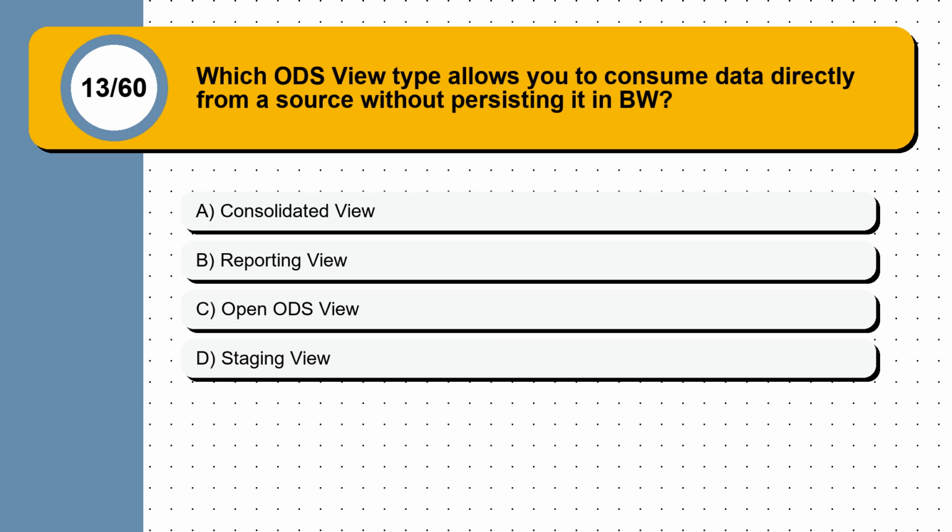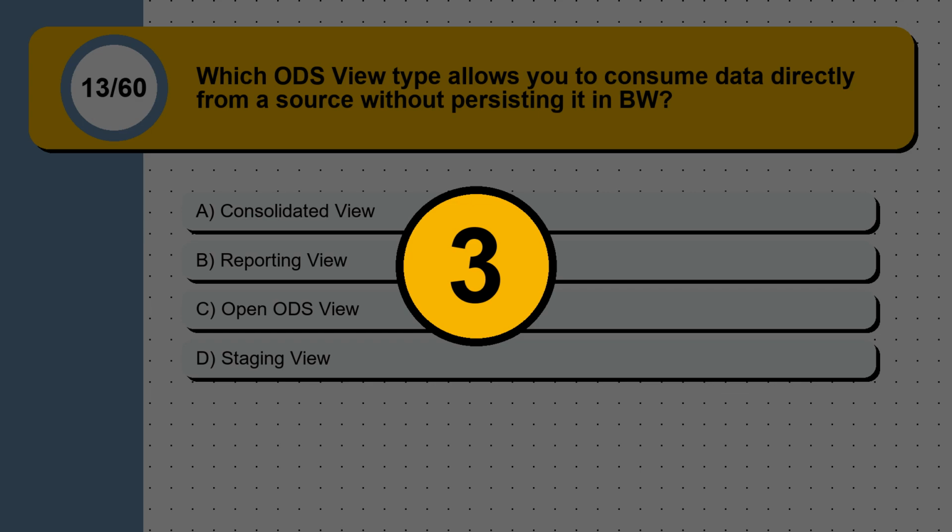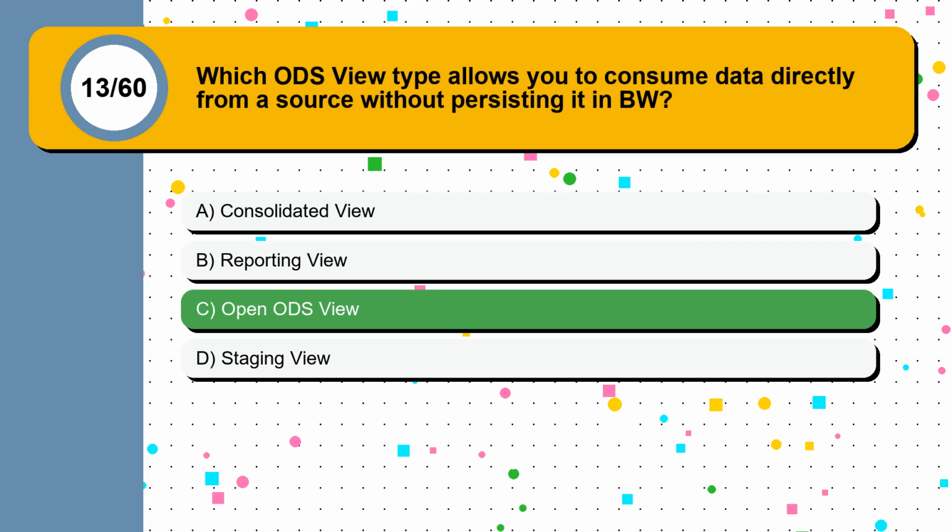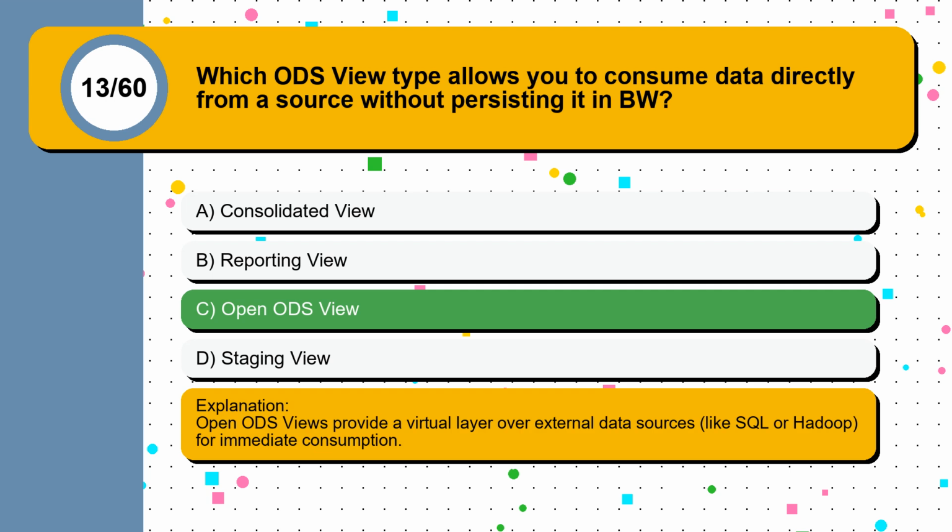in BW? Option A, consolidated view. Option B, reporting view. Option C, OpenODS view. Option D, staging view. The correct answer is option C, OpenODS view. OpenODS views provide a virtual layer over external data sources, like SQL or Hadoop, for immediate consumption.